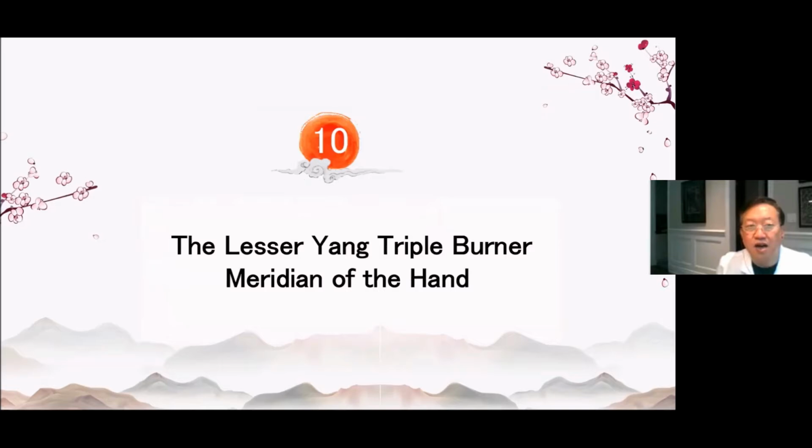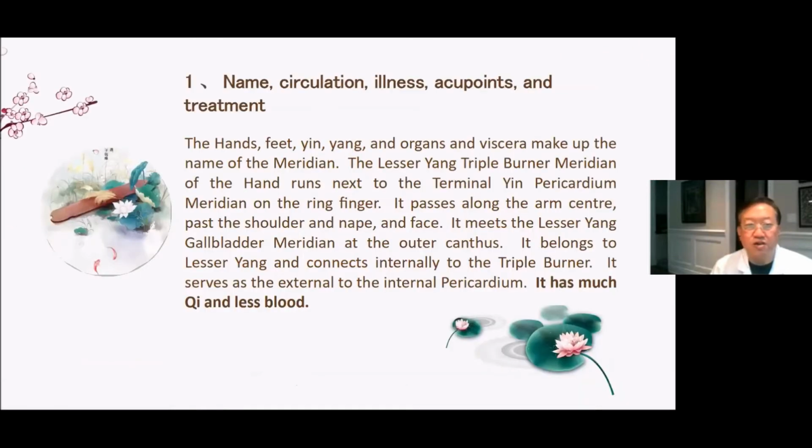10. The lesser yang triple burner meridian of the hand. 1. Name, circulation, illness, acupoints, and treatments. The hands and feet, yin and yang, and the organs and viscera make up the name of the meridian. The lesser yang triple burner meridian of the hand runs next to the terminal yin pericardium meridian of the ring finger.